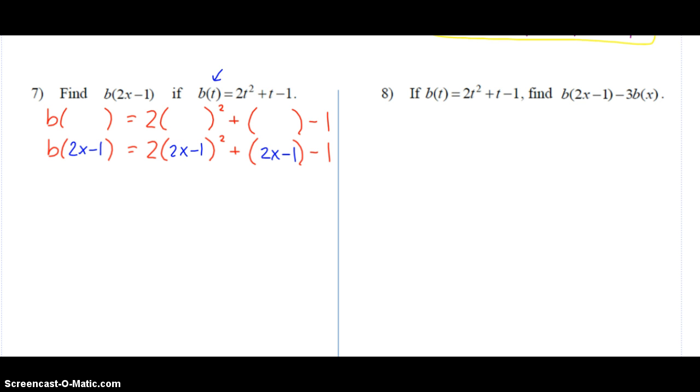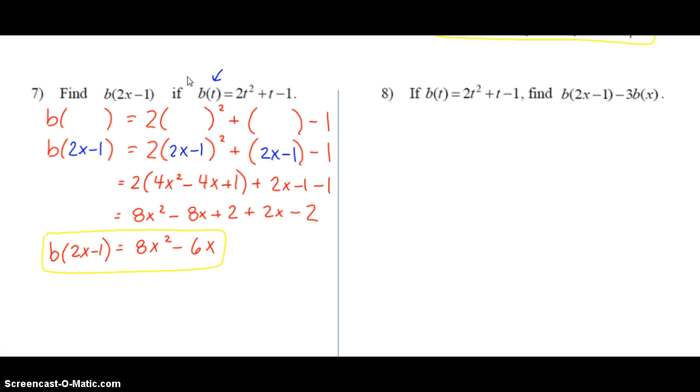In this case, we have 2 times 2x minus 1 squared. What this means is we're going to have to FOIL first. After we FOIL, multiply by 2, and then combine like terms with everything else that we've got in the definition of b of 2x minus 1. The left-hand side you're not going to do anything with, okay? It's only the right-hand side. So go ahead and FOIL, simplify as much as you can. When you're ready to check number 7, turn the video back on to check your answers.